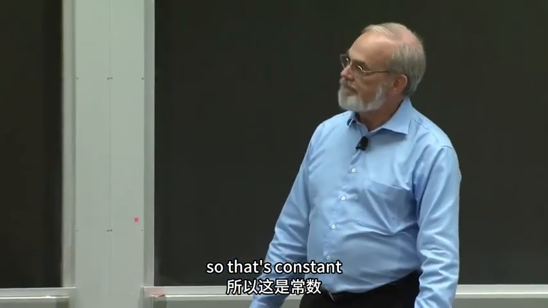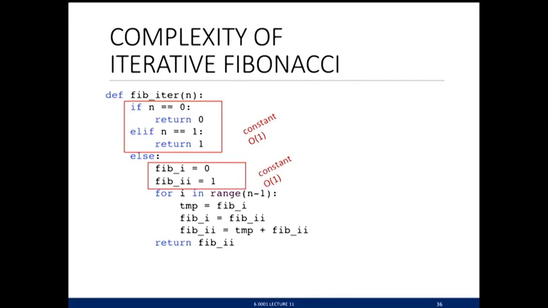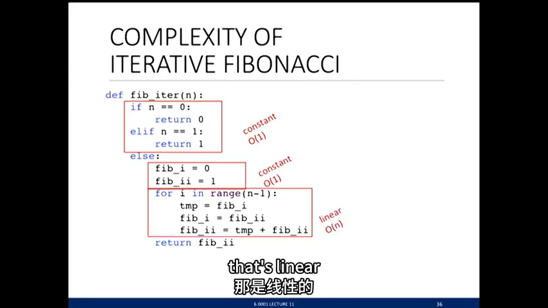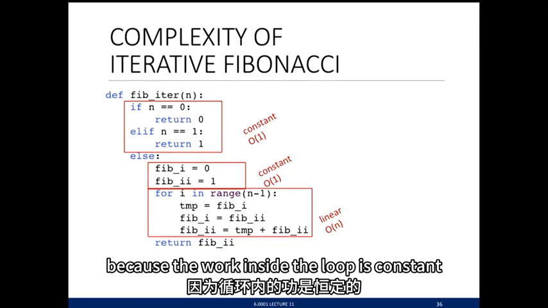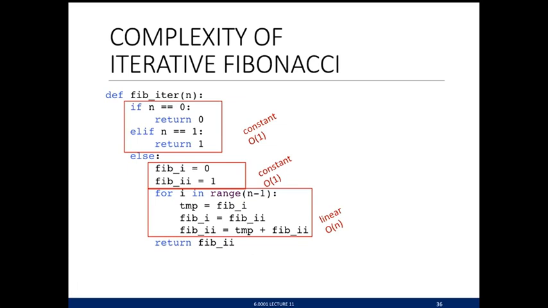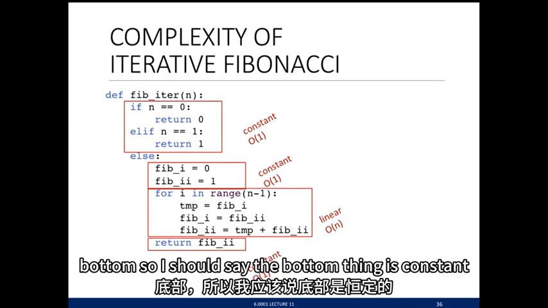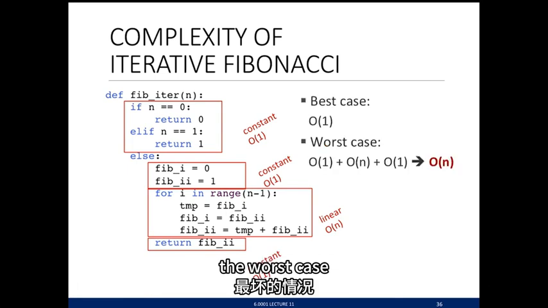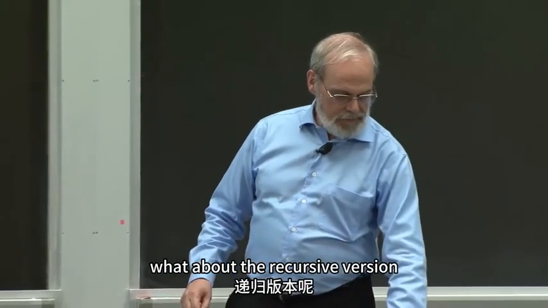So that's constant. That's constant. That's linear, because the work inside the loop is constant, but I'm doing it n times. Sorry, I should say the bottom thing is constant. The overall algorithm, the worst case, is just order n. Great. What about the recursive version?